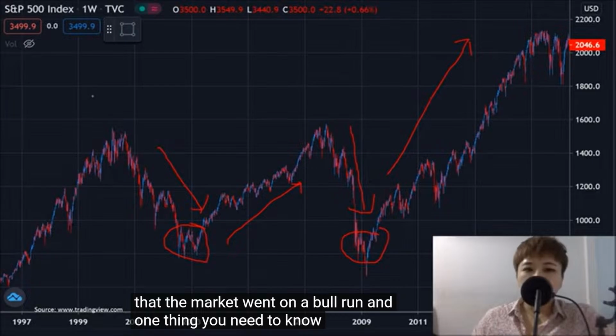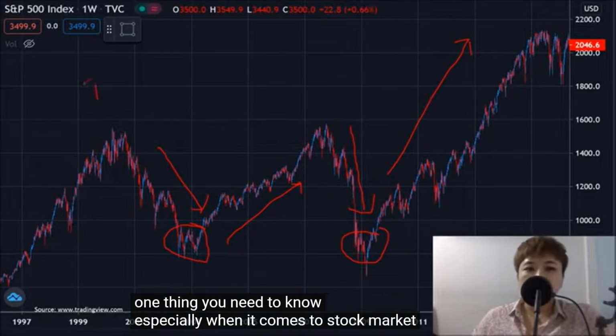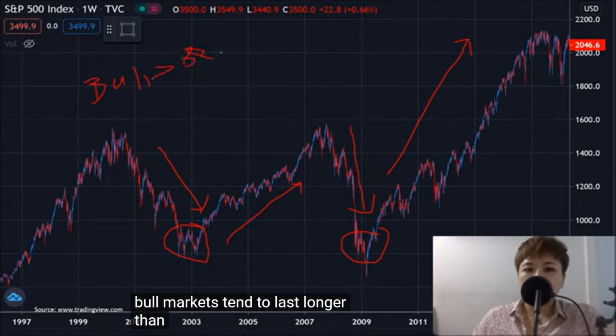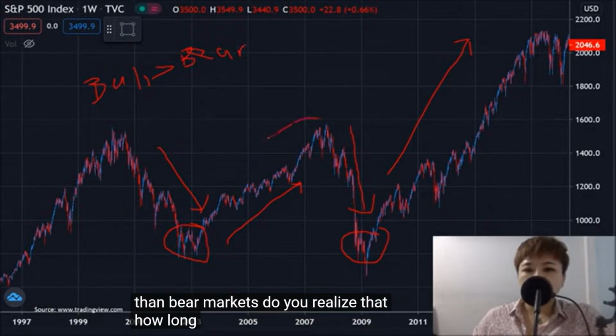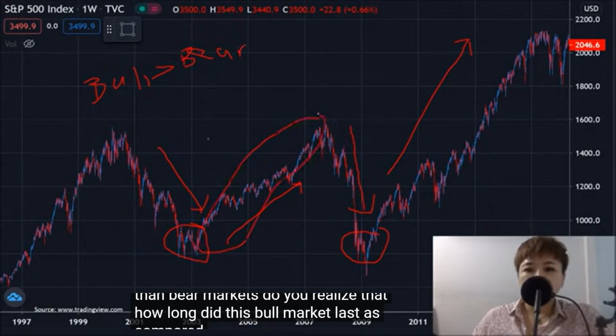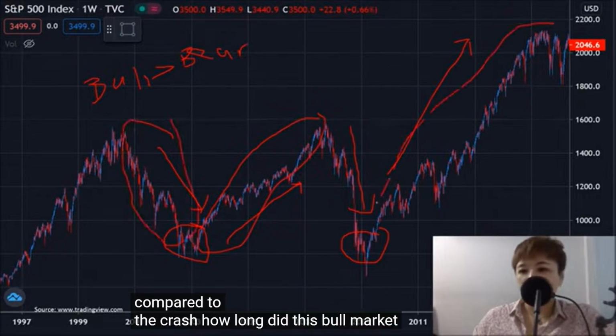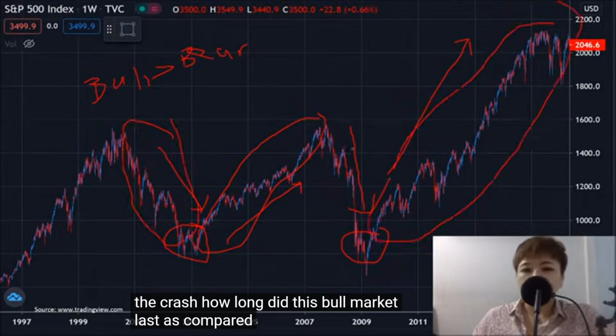And one thing you need to know, especially when it comes to the stock market, is that bull markets tend to last longer than bear markets. Do you realize that? How long did this bull market last as compared to the crash? How long did this bull market last as compared to this crash over here?